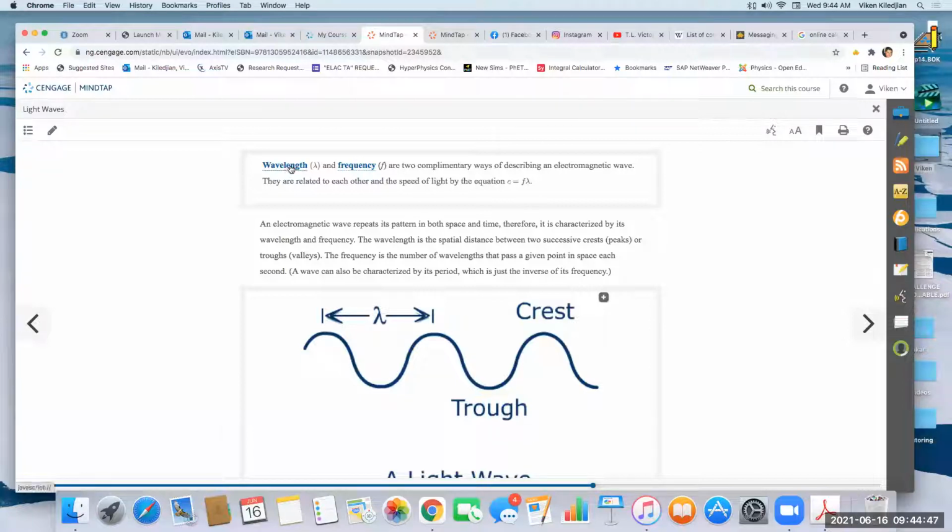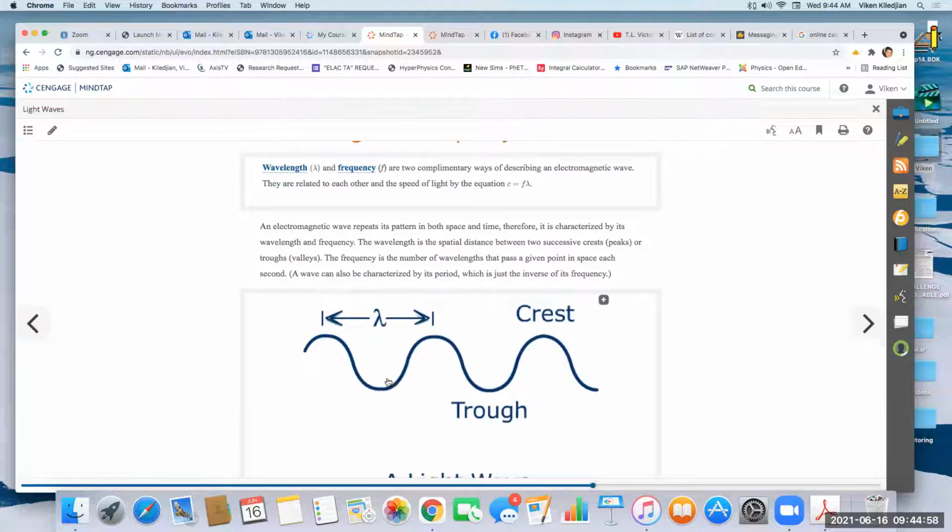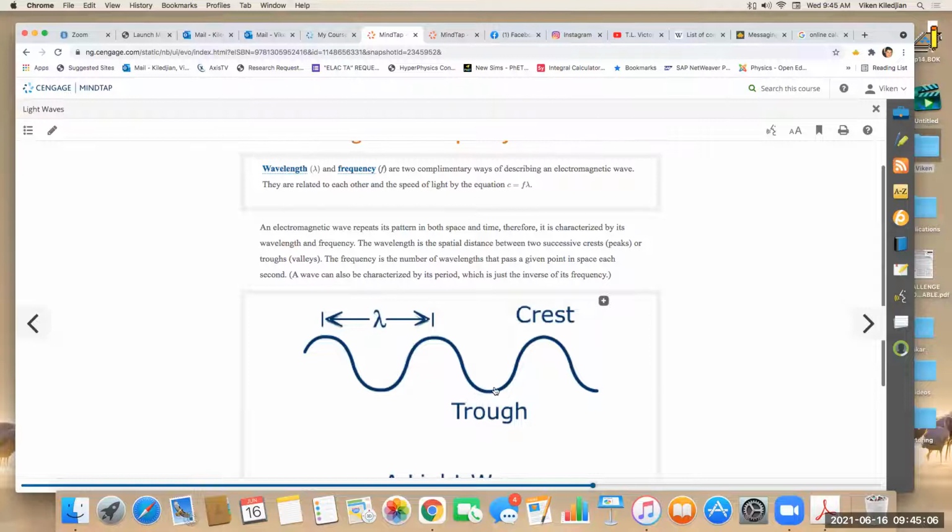So wavelength is measured usually in meters, and it would be the distance from crest to crest, or from trough to trough. See, the crest is the peak of the wave here, and the trough is the bottom of the wave. So the distance from one crest to another crest, or one trough to another trough, that's the wavelength.